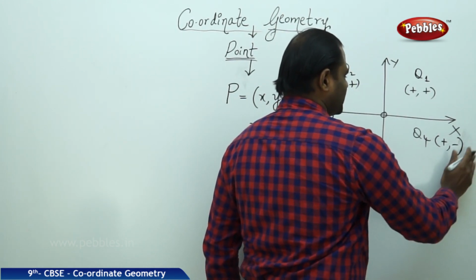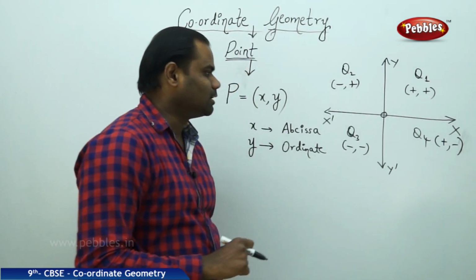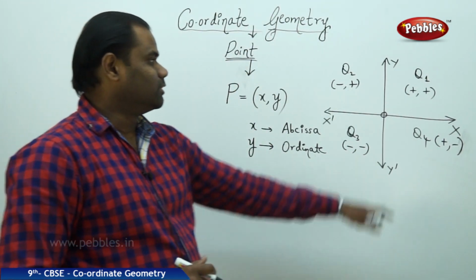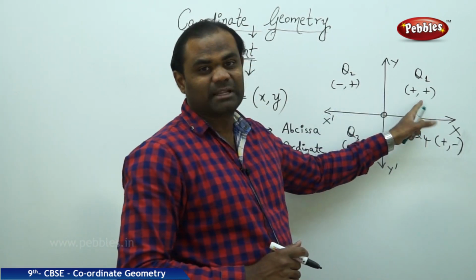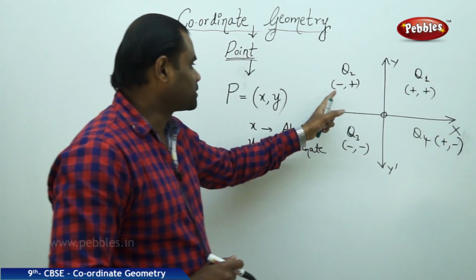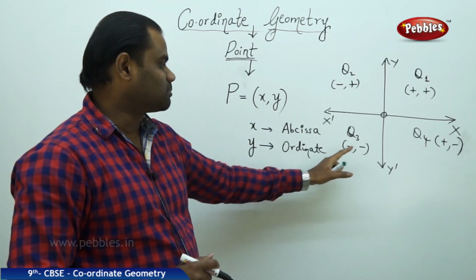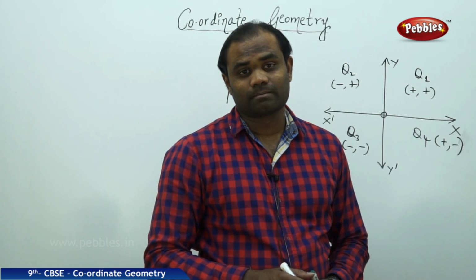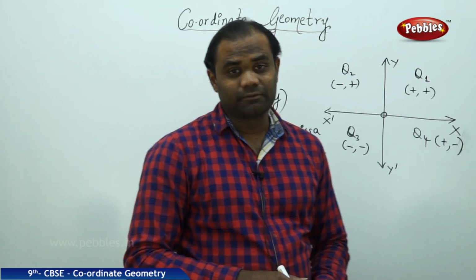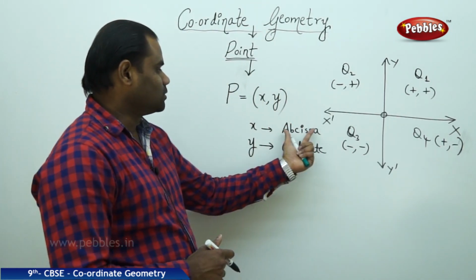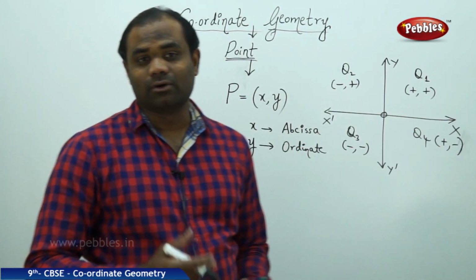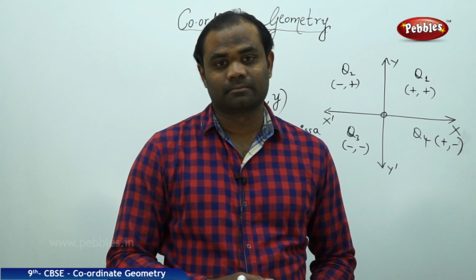That is how I understand the abscissa and the ordinates which define the coordinate system with the respective signs: plus plus for Q1, minus plus for Q2, minus minus for Q3 and plus minus for Q4. That is how we understand the different terminologies, x coordinate called abscissa and y coordinate called ordinate.